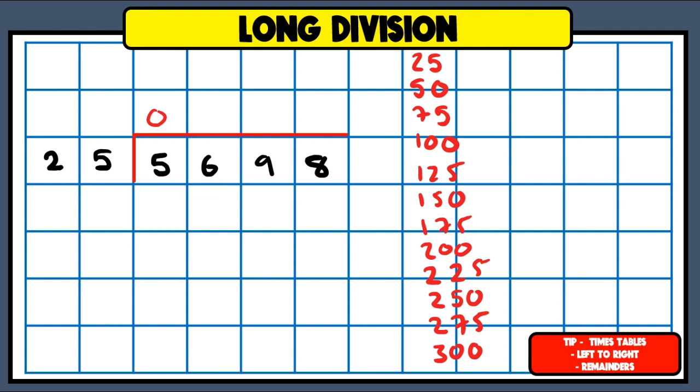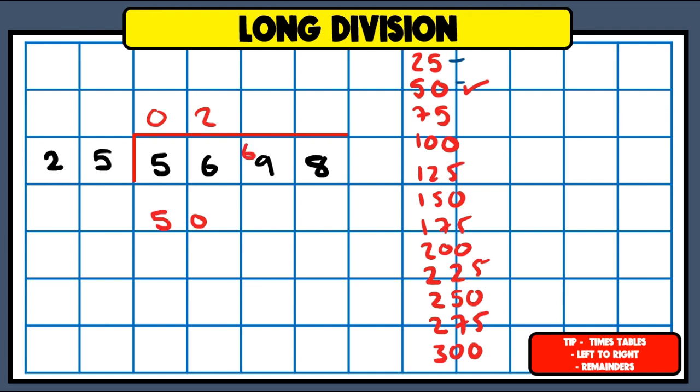So let's do that now. How many times does 25 go into 56? I can find 56 here or less, and I found it. 75 is too big, so I'll go with 50. How many times does 25 go into 50? 1, 2. It goes in 2 times. Right, now for the remainder. 50 add what is 56? Well, the answer is 6.